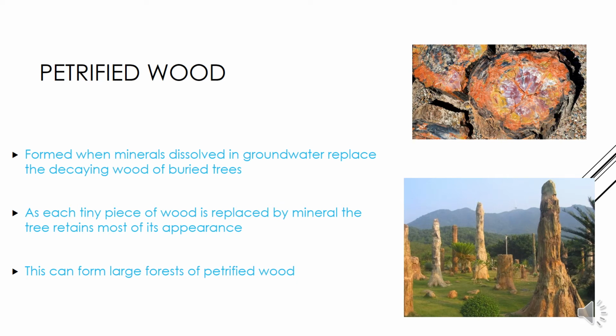Petrified wood. These form when minerals dissolved in groundwater replace the decaying wood of buried trees. This happens very slowly. As each tiny piece of wood is replaced by mineral, the tree retains most of its appearance. This usually happens to trees that are covered in ash from volcanoes, ones that are underwater. It doesn't usually happen to trees that just fall down in the forest because they usually aren't subject to the minerals and they decay too quickly.